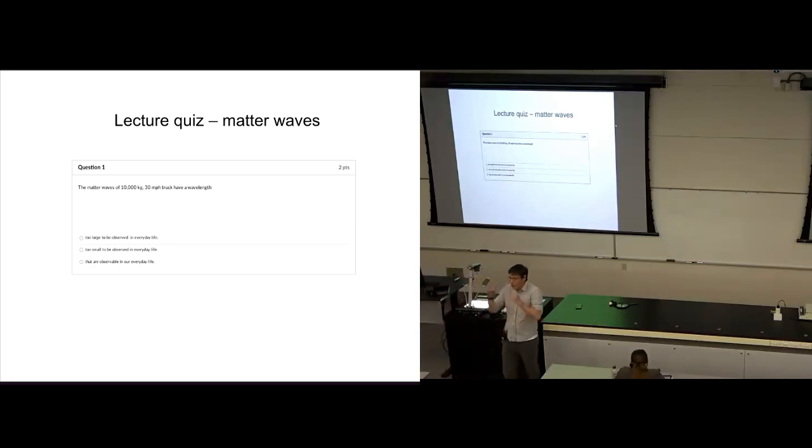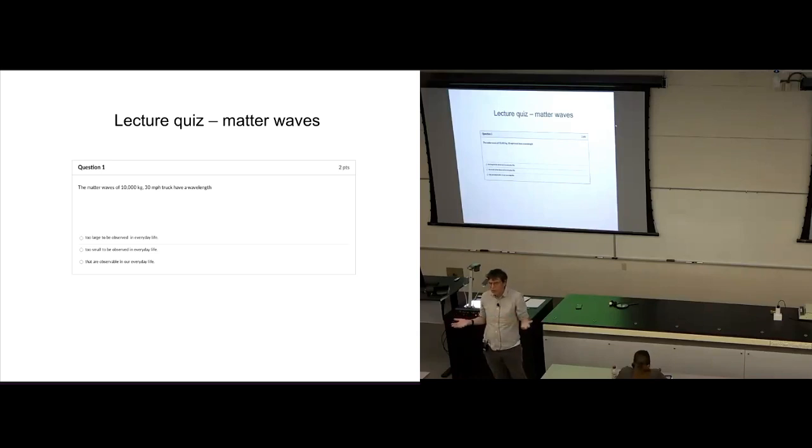We're asked to think about an everyday object, a truck that's moving down a highway. We're told the speed of the truck, we're told the mass of the truck, and we're asked whether we would observe the matter waves of the truck in our everyday life. If we can't, is it because the matter waves are just too enormous for us to see on everyday distance scales, or is it because the matter waves are far too small for us to see on everyday distance scales?